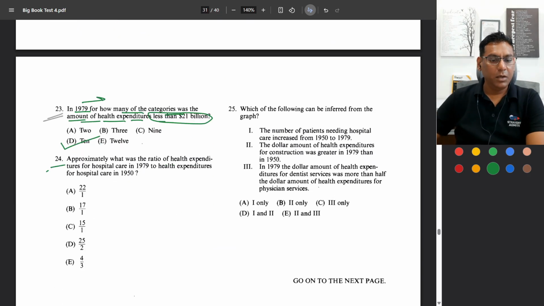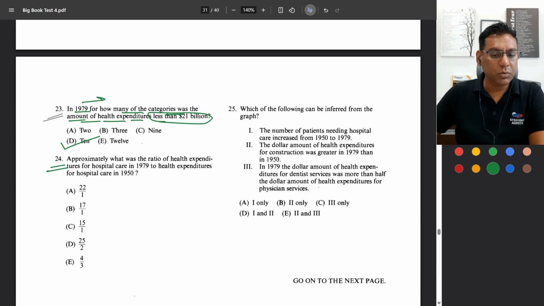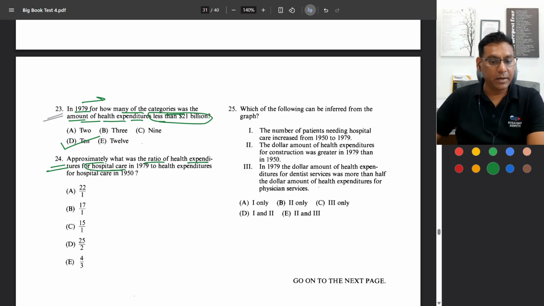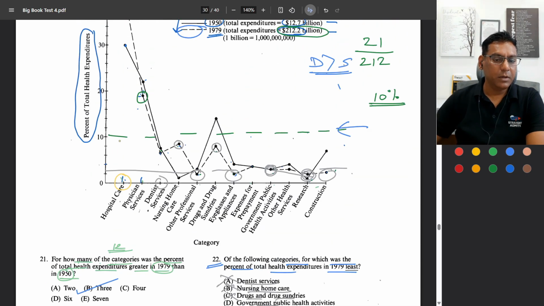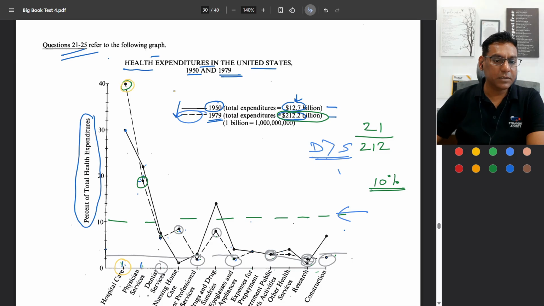Okay. Question 24. Approximately what was the ratio of health expenditure for hospital care in 79 to health expenditure for hospital care in 1950? Okay, so they're asking about absolute numbers. How much did you spend in 1979 versus how much did you spend in 1950? Take that ratio. Okay, let's find out that ratio. So that ratio is going to be hospital care. That's the first thing. It is going to be 40% of this.